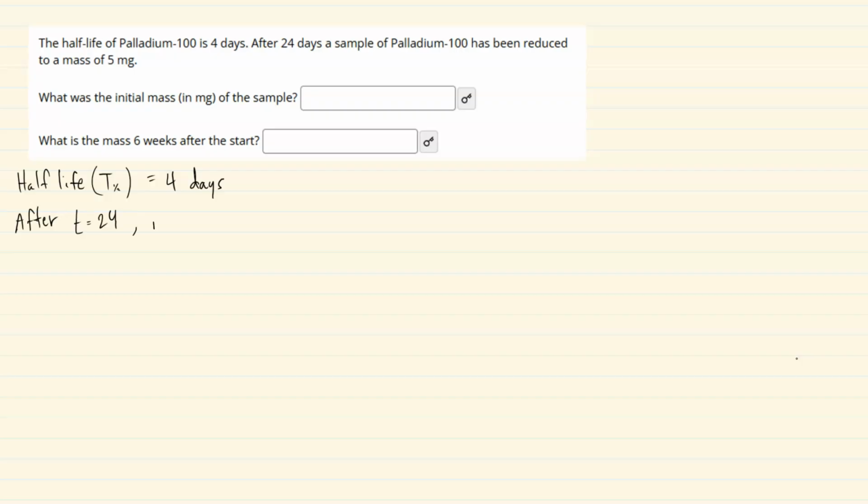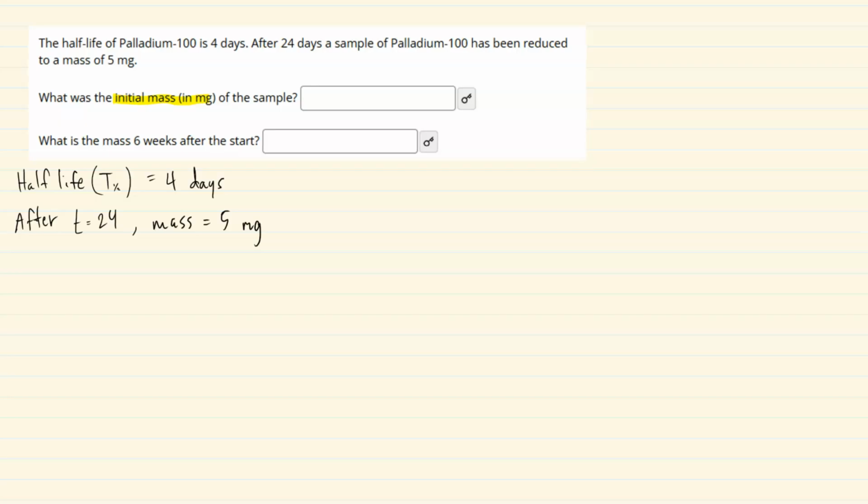we have a mass of 5 milligrams. And we're interested in finding the initial mass. Let's draw what we're trying to find: the initial mass in milligrams of the sample. So we'll just focus on that. We're solving that right now. Let's not jump ahead.